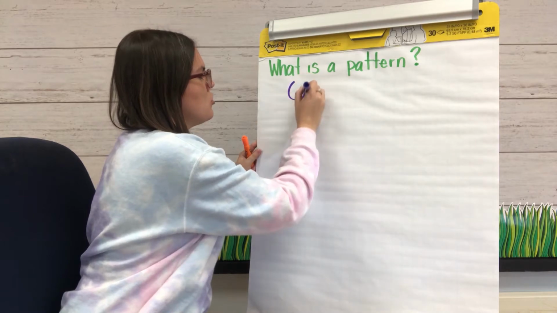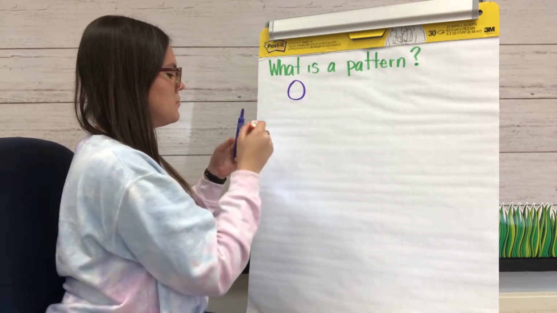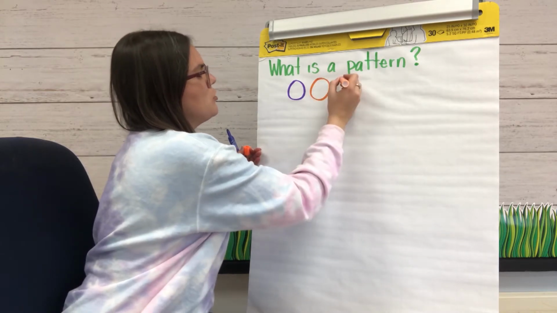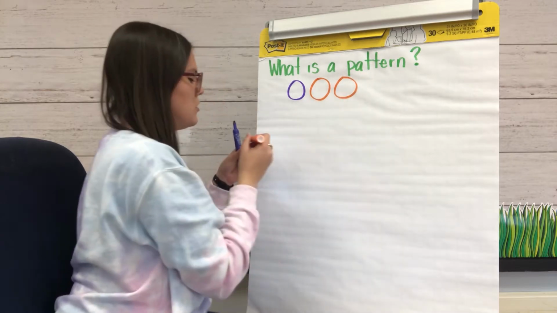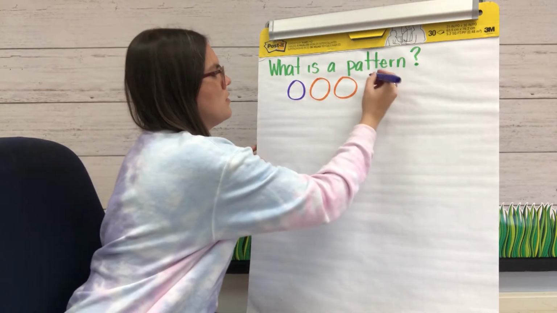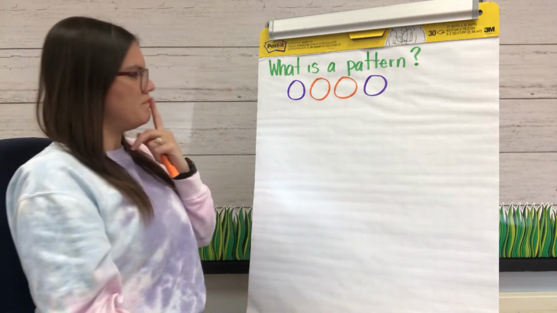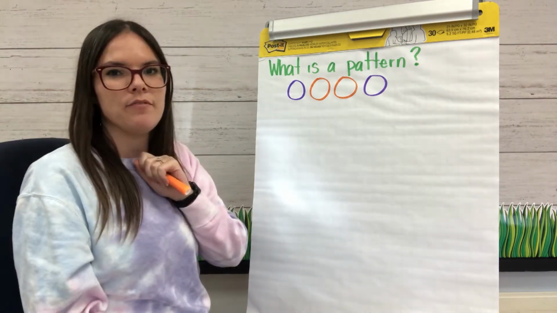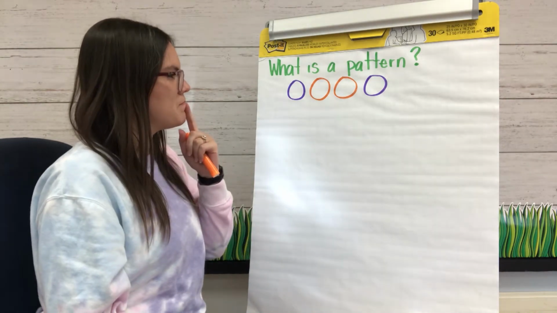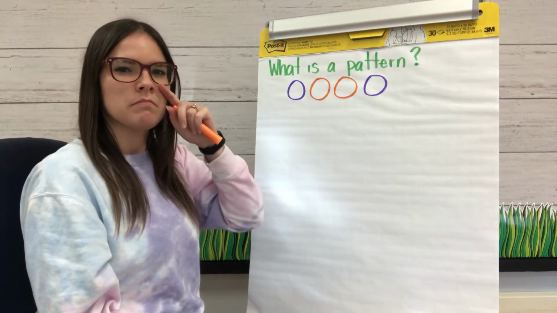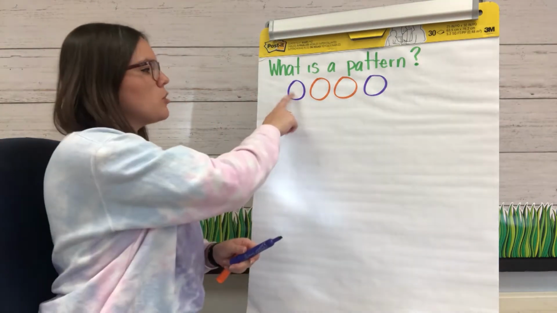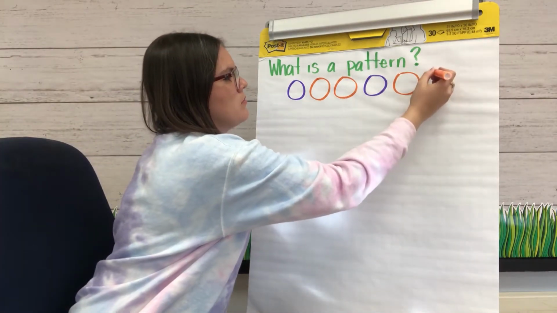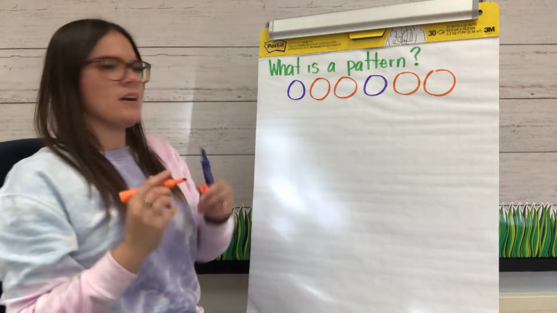do a circle. Then another circle. I'm going to do 2 orange. And then purple. If this is how I want my pattern to be, what do you think would be the next one after this? Would it be another purple? No, because there's only 1 purple here. So I'm going to make it repeat. Orange, orange. What would go next?